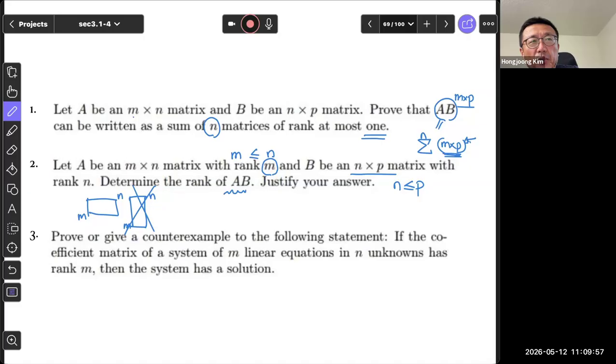And number three, prove or give a counterexample to the following statement. If the coefficient matrix of a system of m equations in n unknowns has rank m, then the system has a solution. If you believe this is true, you should be able to prove it. If you believe it is false, then you should be able to find a counterexample.